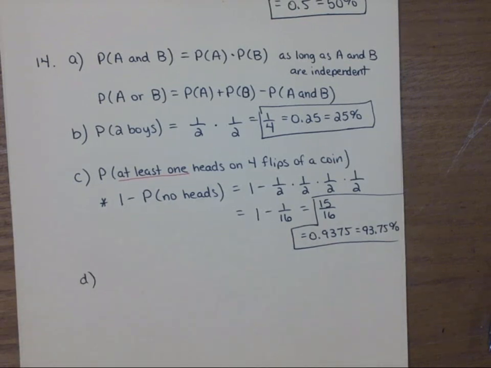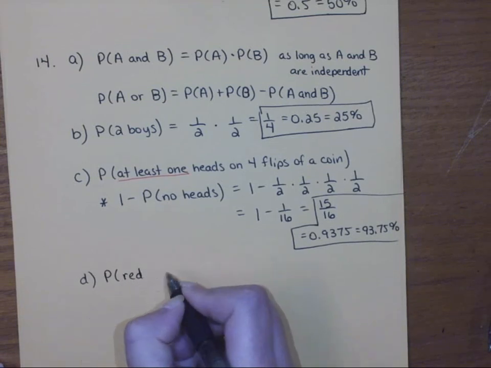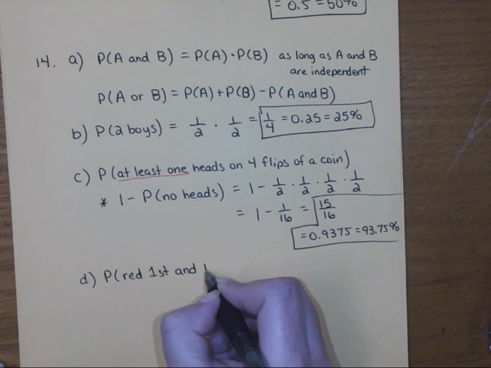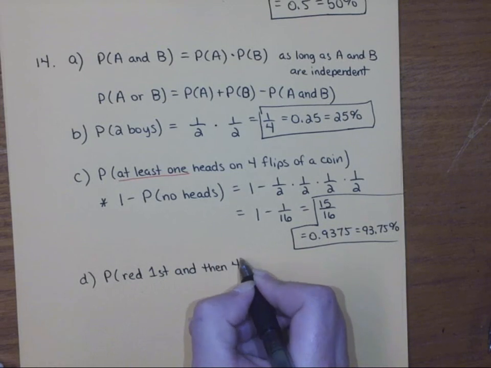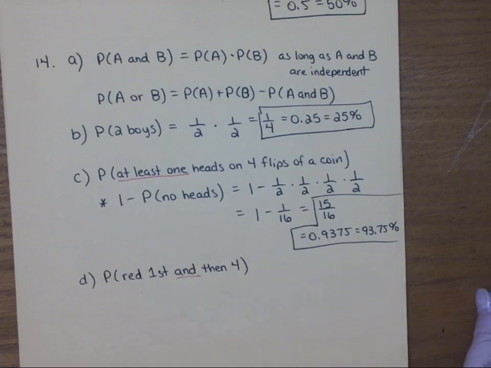All right, part D, the probability of getting a red card followed by a 4 if you draw 2 cards from a deck with replacement. Okay, so let's talk about the 2 events that have to happen, right? We want the probability of a red first and then a 4. Okay, so it is an and problem. We want both things to happen.